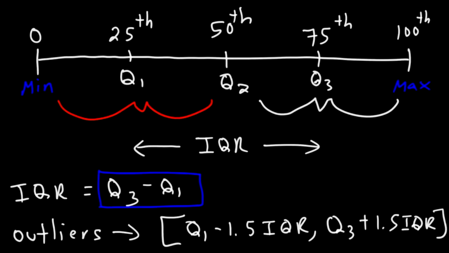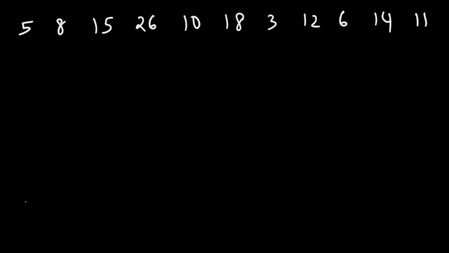So if you have a number in the list and it's not in this range, it's outside of it, then that number is considered to be an outlier. And we're going to do some examples so that you can see how this process works, like how we can go about determining if a number is an outlier or not. So let's say we have the numbers 5, 8, 15, 26, 10, 18, 3, 12, 6, 14, and 11. So let's go ahead and find the IQR value, and let's see if there are any outliers in this list.